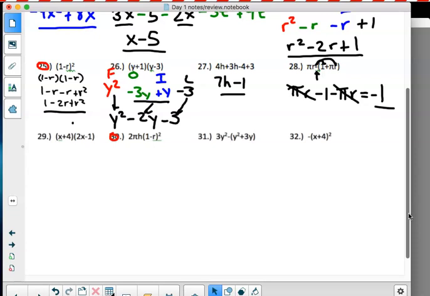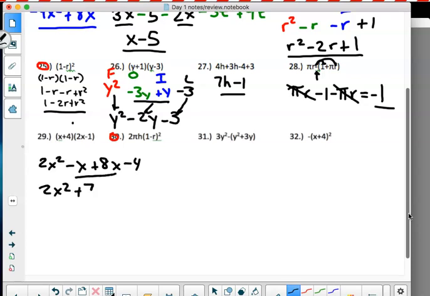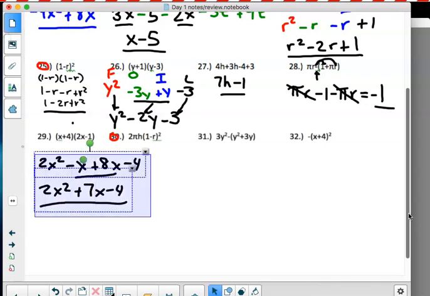Okay, welcome back. We're doing FOIL again. So my first is 2x squared. My outside is -x. My inside is plus 8x. My last is -4. Remember, normally I just do those in my head, but I want to make sure you know that I'm going 2x squared. These combine to be plus 7x minus 4. Again, I'm going to make this smaller.